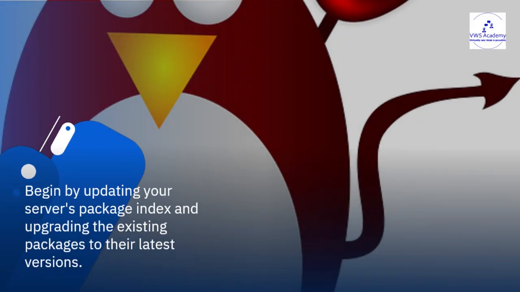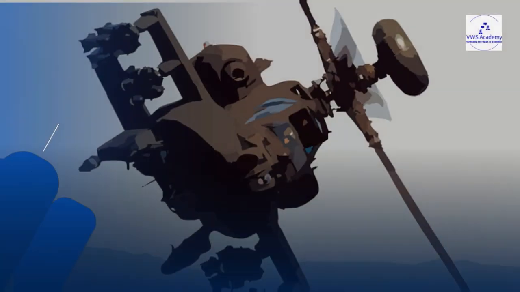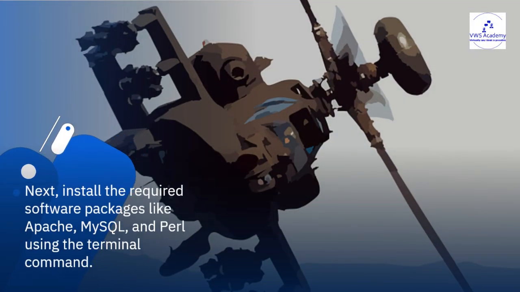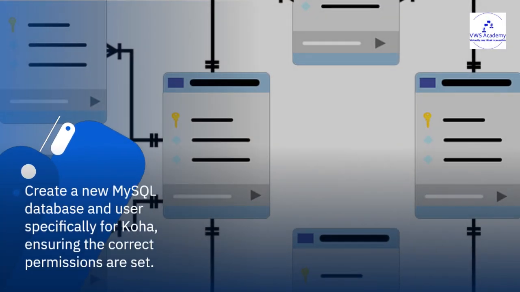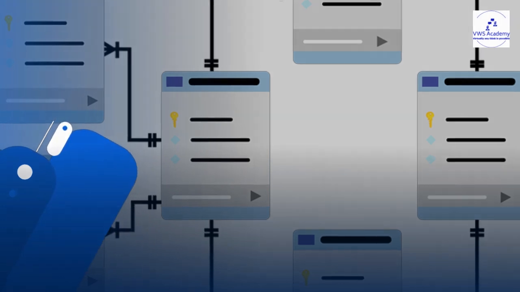Begin by updating your server's package index and upgrading the existing packages to their latest versions. Next, install the required software packages like Apache, MySQL, and Perl using the terminal command. Create a new MySQL database and user specifically for Koha, ensuring the correct permissions are set.